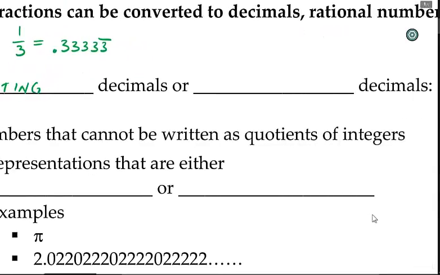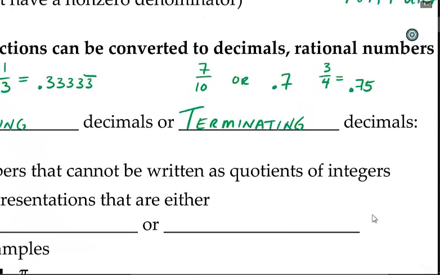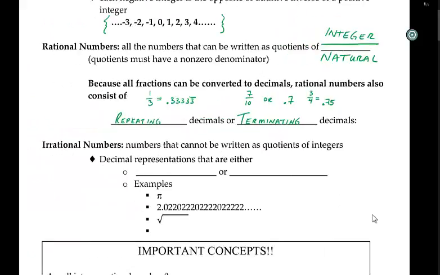Or the other thing they can be is terminating decimals. A terminating decimal is a decimal that stops. For example, if you were to think of 7/10 as a fraction, you could write it as 0.7. Or 3/4, you could write it as 0.75. So those are examples of terminating decimals. So rational numbers have three characteristics, as you've seen. They can be a fraction, they can be a repeating decimal, or they can be a terminating decimal.